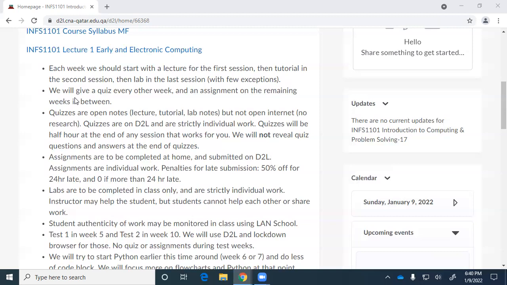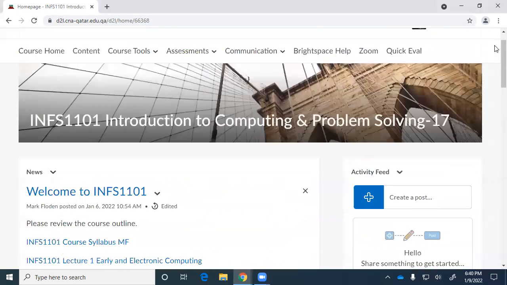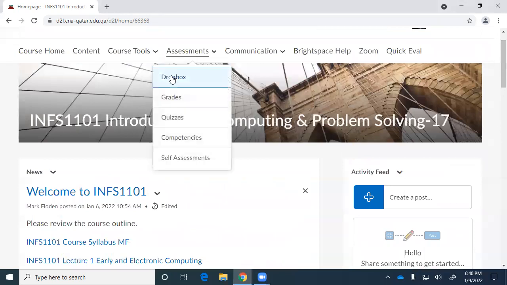In the lab, you'll be given an exercise to do, and it's a timed exercise. You've got an hour and a half to write a little computer program kind of thing, or some other exercise. Okay, so that's how the lab will work, and you'll be assessed on that. And you'll have to submit the lab to D2L. So you'll see in D2L, we have a bunch of different assessments. We have drop boxes, and that's where I'll be putting all your labs.